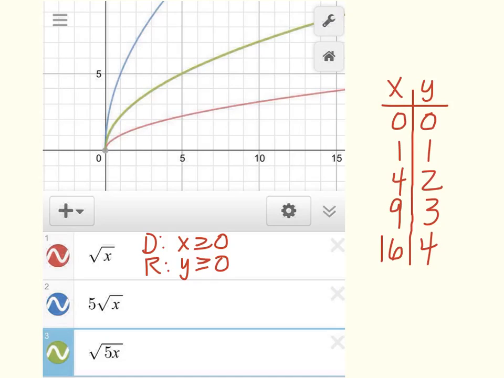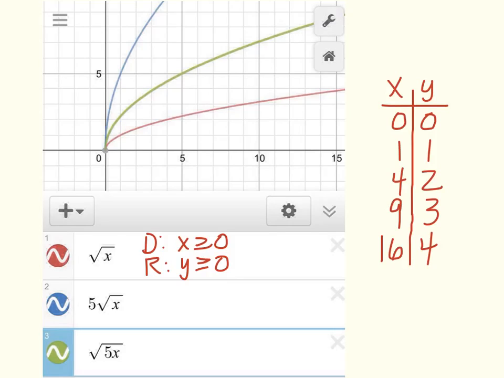I hope everybody had a happy Thanksgiving and is ready to get back at a new unit. This unit's going to be on radicals and rational functions, radical functions and rational functions. We'll start off with the radical functions.